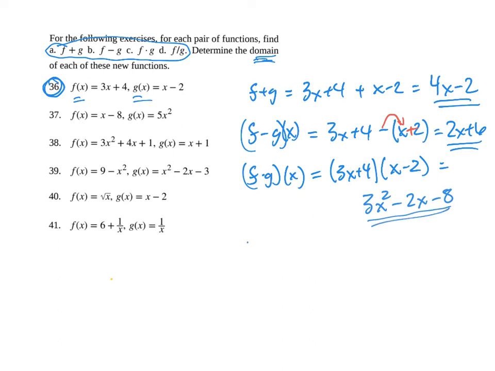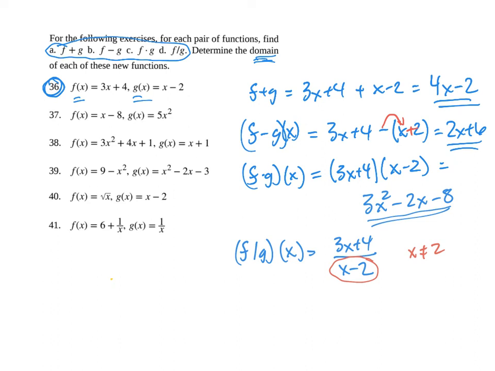Our last function is f divided by g of x. And in this case, we're going to put 3x plus 4 on top in the numerator and x minus 2 on bottom in the denominator. Now, in this case, we have a rational function, and rational functions may have undefined values. In this case, down here, when x equals 2, the function fails. There is no y value. So we need to exclude 2 from our domain. So our domain is going to be all the real numbers except 2.